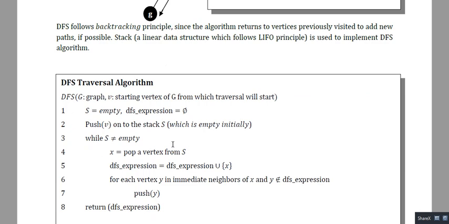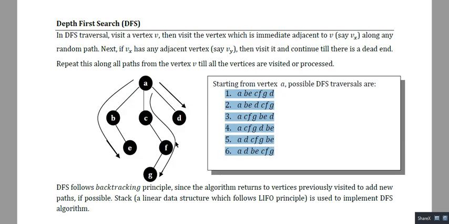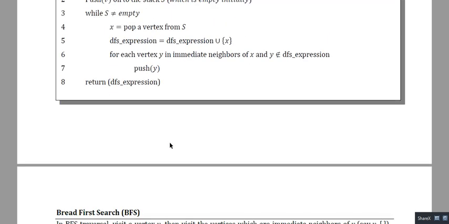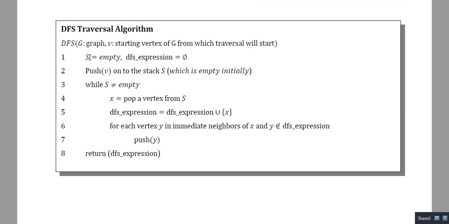So let me tell you the algorithm of this DFS traversal. Basically we use a data structure called stack to implement this DFS algorithm. So how do we do this? We take a stack S, which is initially empty, and initially the DFS expression is also empty, meaning phi. The DFS traversal algorithm will take the whole graph as input, and a vertex V from where the traversal will start.